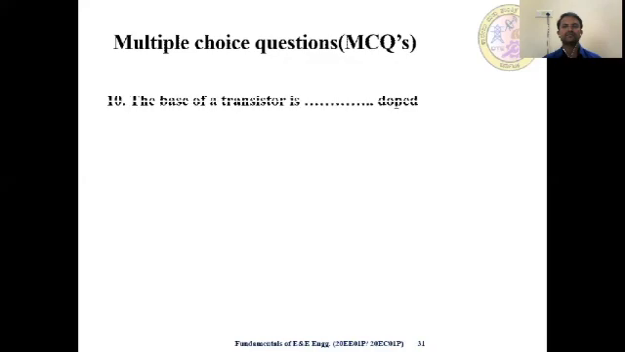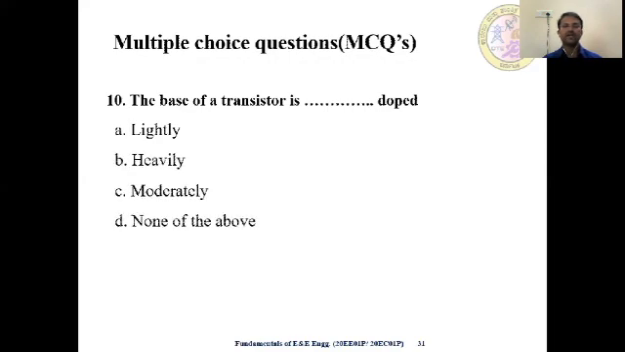Next question. The base of a transistor is dash doped. First option is lightly, heavily, moderately, none of the above. And the correct option is A. The base of a transistor is lightly doped. The emitter of a transistor is heavily doped. The collector of a transistor is moderately doped. Three regions, and the way they've been doped is different.